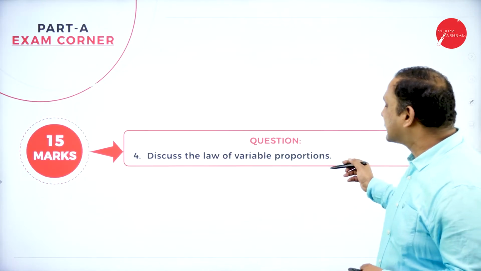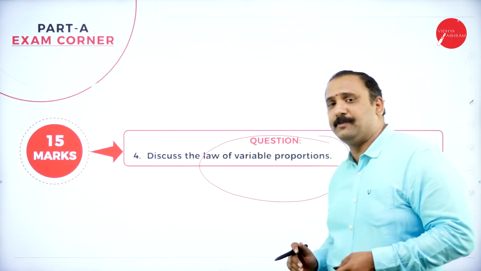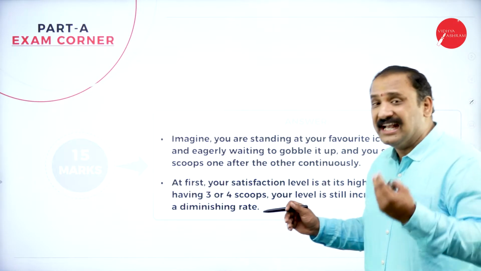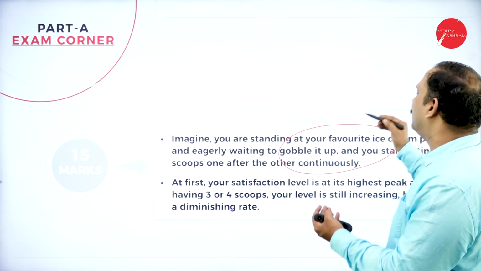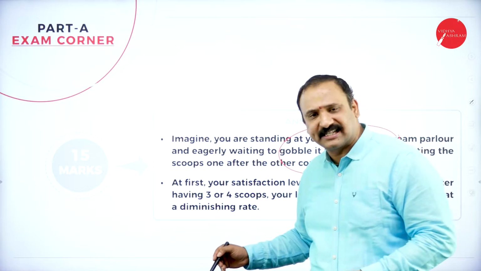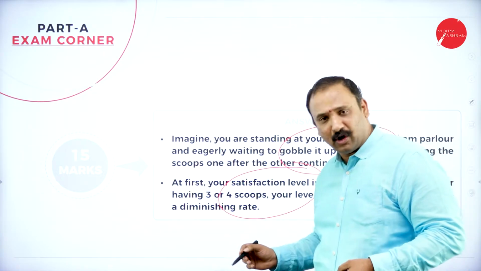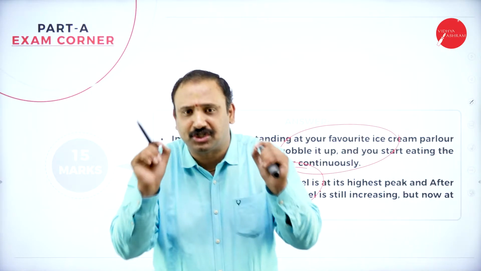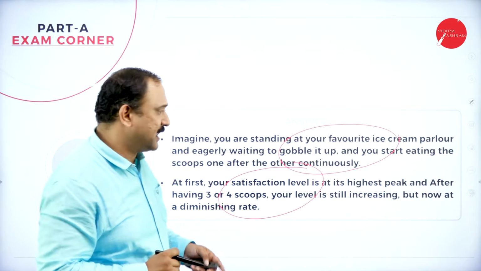Followed by discuss the law of variable proportions. What do you mean by law of variable proportions? Now, this is an important question. Imagine you are standing at a favorite ice cream parlor, eagerly waiting to gobble it up. Basically, you want to take it, so you start eating the ice cream. At first, what happens? Your satisfaction level is happy with the 3 or 4 scoops. So what I'm trying to tell you is a picture, a story where I want you to understand how this factor starts coming up.